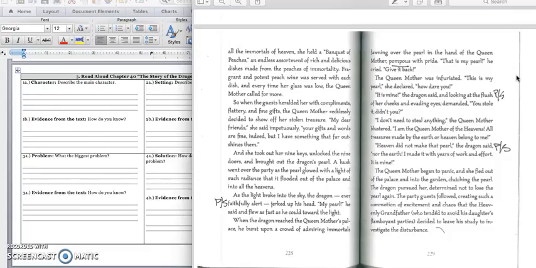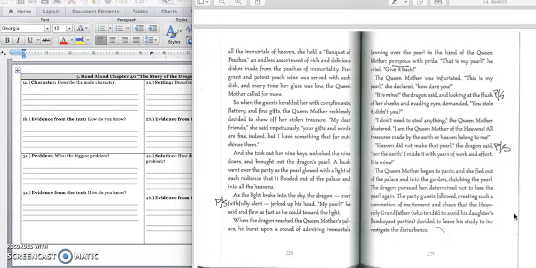"I am Queen Mother of the heavens. All treasures made by the earth or heaven belong to me." "Heaven did not make that pearl," the dragon said, "nor the earth. I made it with years of work and effort. It is mine." The Queen Mother began to panic, and she fled out of the palace and into the garden, clutching the pearl. The dragon pursued her, determined not to lose the pearl again.